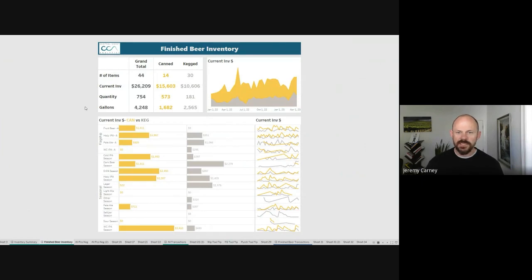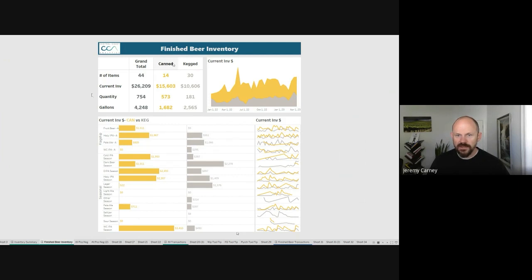Okay, so here's our Tableau dashboard that's showing finished beer inventory. First of all, in the upper left, we're going to see some high-level statistics. So this is showing in total we have 44 SKUs or finished beer items on hand for about $26,000. A total quantity of 754 units. That can be a little hard to understand because some of them are canned and some are kegs. So we're going to break it down also into gallons. So we have about 4,000 gallons of beer currently in inventory.